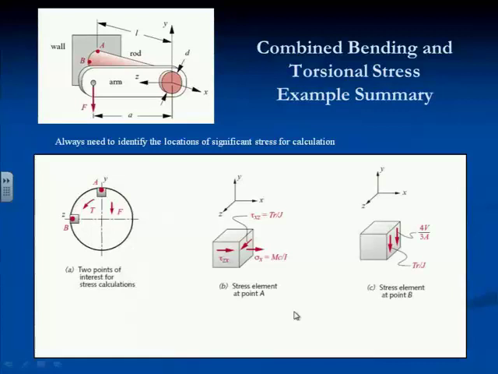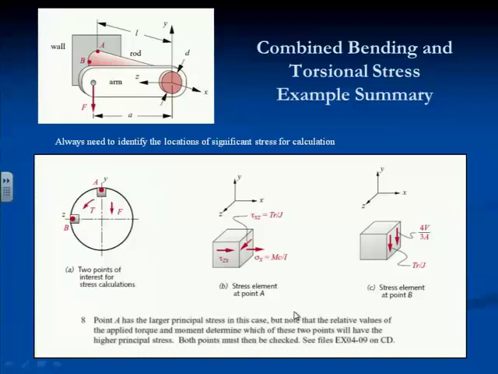So here I'm drawing little stress cubes to show what's happening at the two different points, A and B. And I say here that point A has the larger principal stress, but the relative values of applied torque and moment determine which of these two points will have the higher principal stress. In other words, if I made the arm longer where I'm applying the torque, then that could become dominant, right? So the geometry of the system will determine which point is the most in trouble. Therefore, I have to check both.